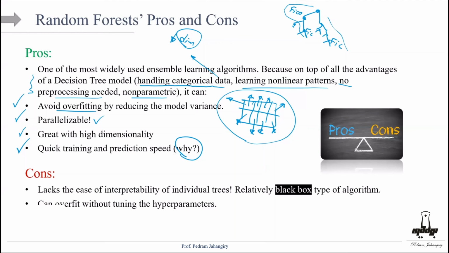So are there any disadvantages to random forest? Yes, and we can somehow deal with them. Maybe the most important disadvantage of the random forest is that it's not interpretable, right?